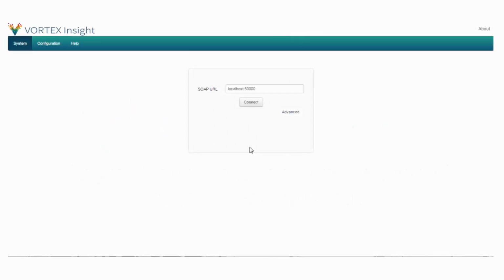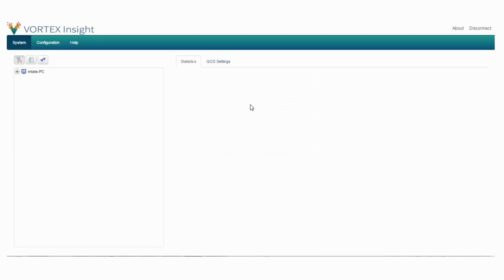To start, we need to connect Insight to a running domain system through a subservice. To do so, enter the IP and port information of the subservice running on your system and click the Connect button. In this example, we are running a local domain system with its subservice listening to port 50,000. If your domain system is not running any subservice, Insight provides an advanced connection feature for this. However, this is outside the scope of this presentation.